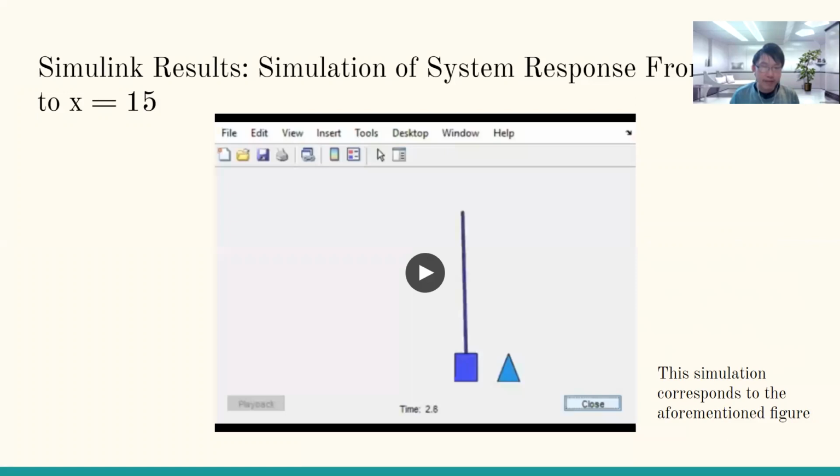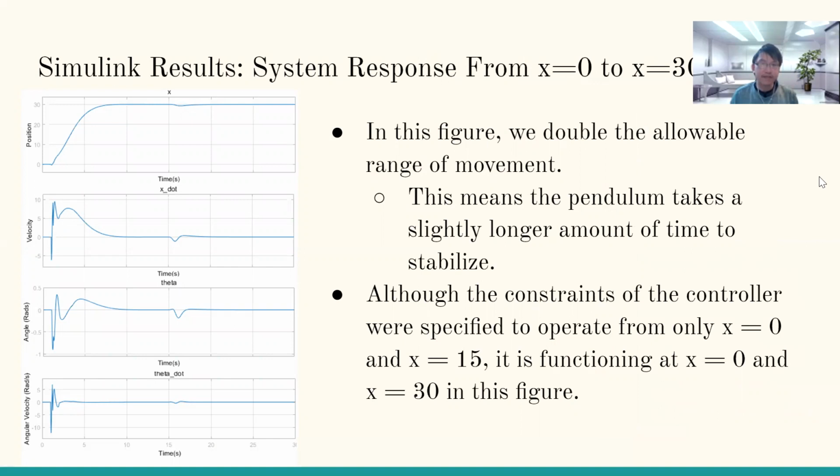For our second test, we doubled the allowable range of movement from 15 to 30, which means that the pendulum would take a slightly longer amount of time to stabilize. Although the constraints of the controller were specified to operate from only 0 to 15, it was functioning at x equals 0 to 30 in this figure.